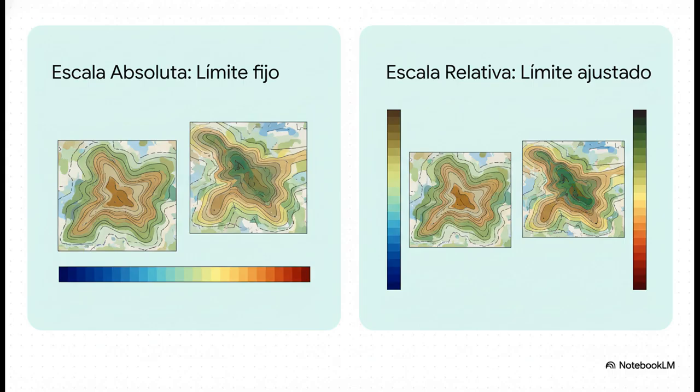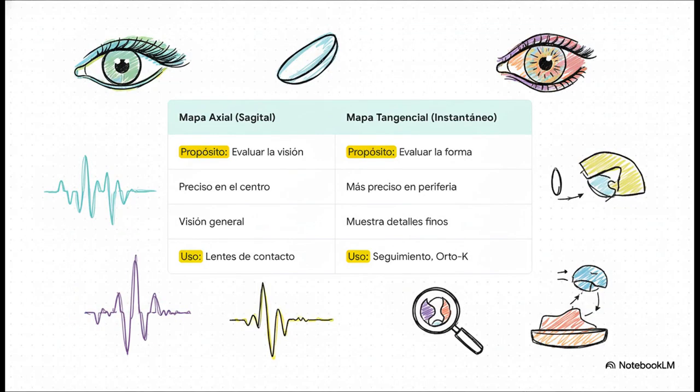A relative scale adjusts its limits to the specific cornea being measured, showing much more detail, but making it completely useless for comparing one map to another.